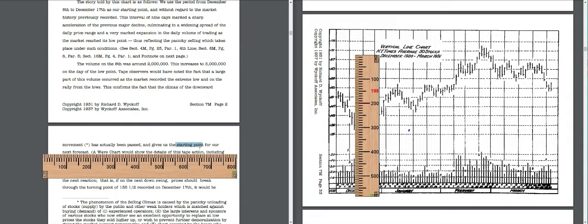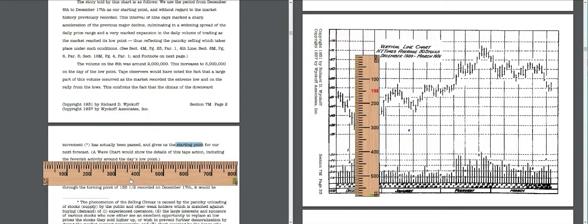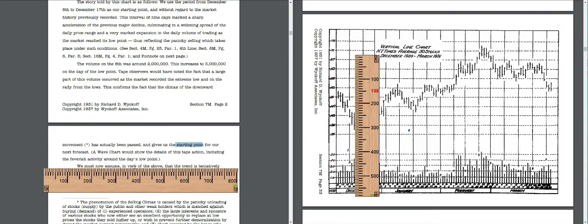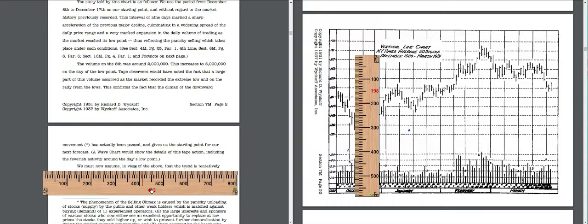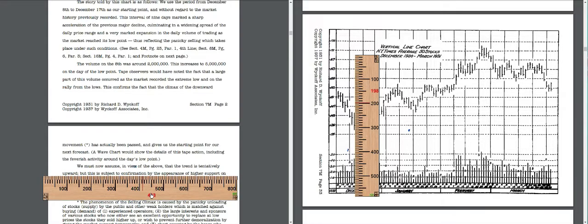You won't be able to do it until it tests and makes a range or some type of count. I'll talk about that in a minute. A wave chart would also show the details of this tape action, including the feverish activity around the low point. All he's saying is it's going to go down and then it's going to go up where demand is coming in. We must now view in the above the trend is tentatively upward.